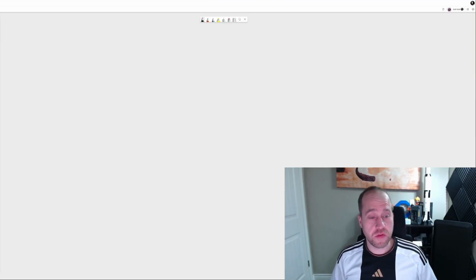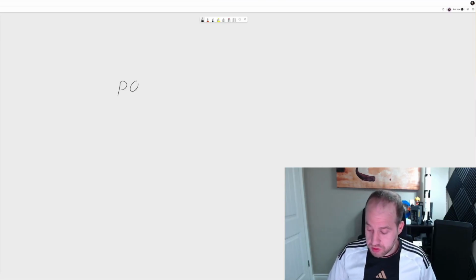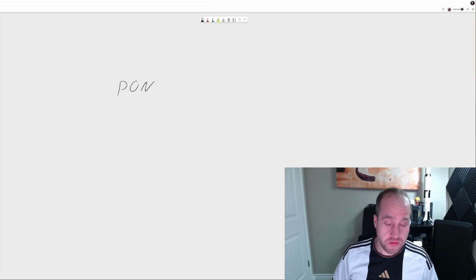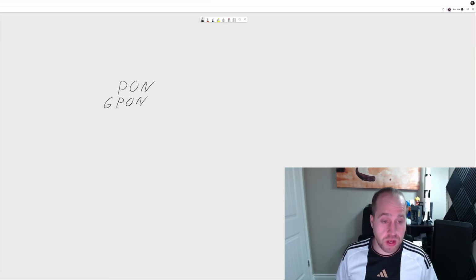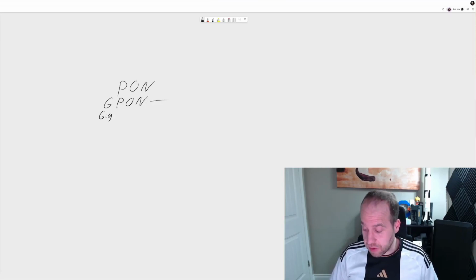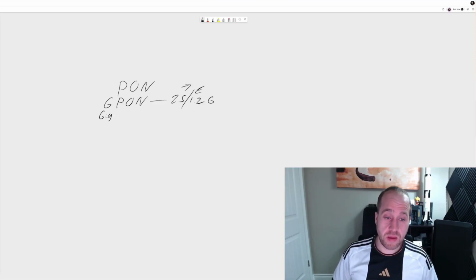So what are the different versions of PON? So we understand what a PON is. It's a passive optical network. So the big one right now is GPON. This has been rolling out for many years now. This is gigabit. So the G means gig. So gigabit passive optical network. And gigabit passive optical network GPON is capable of 2.5 gig by 1.2. So 2.5 gig down, 1.2 gig up.